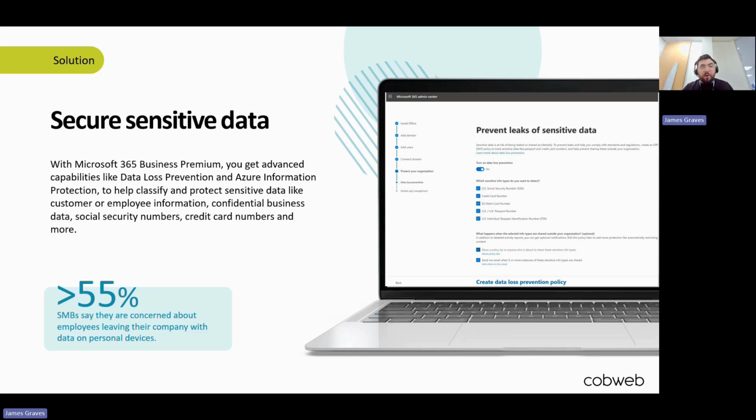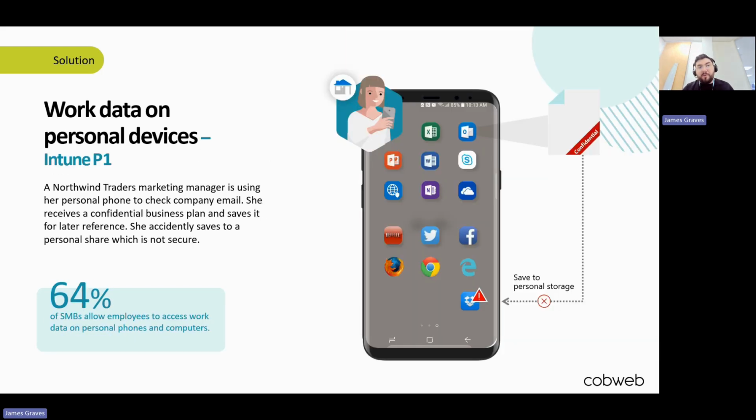Really nice little stat in the bottom there though. 55% of SMBs say they are concerned about employees leaving their company with data or personal devices. And the personal devices piece sits in nicely for us talking about our next piece on there, which is Microsoft Intune. Intune is something that we talk about a lot because it's so interesting to people at the moment, given the amount of people that are out there working remotely in the world.